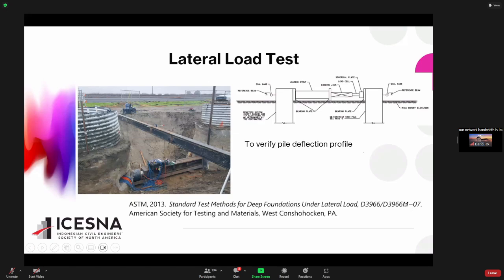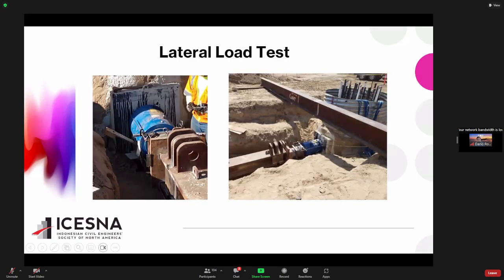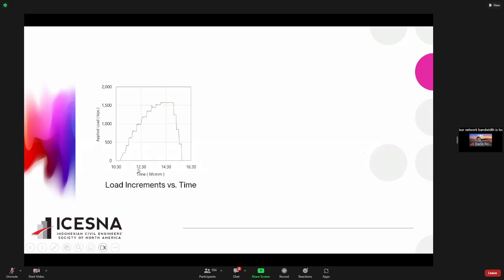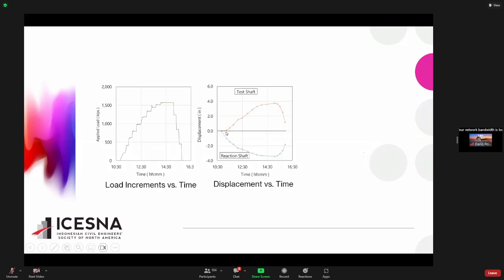This is the standard ASTM. Just showing you, this is the load cell. And again, this is showing you the load and time, or lateral load, and this is the displacement, the top of the pile displacement. This is the test shaft, and this is the reaction shaft.